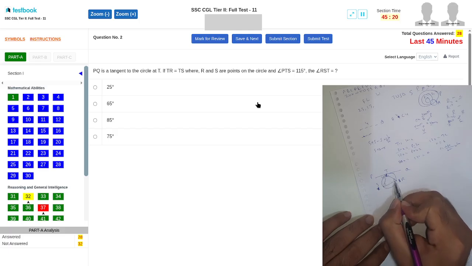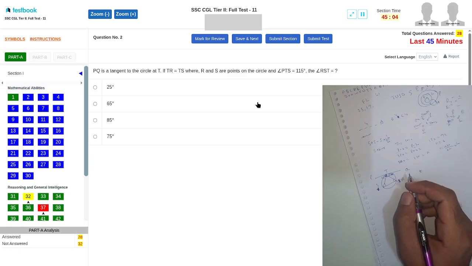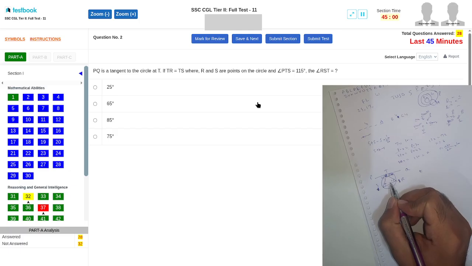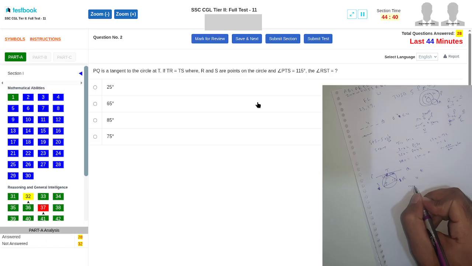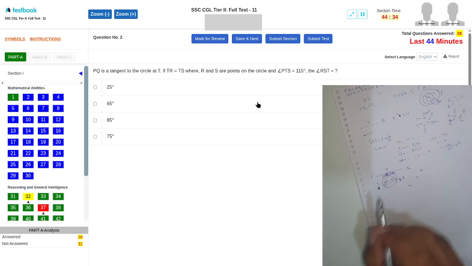ये बराबर तो ये एंगल बराबर होगा। ये 115 है तो ये भी 115 होगा। 115 नहीं हो सकता। थीटा 25, ये 50 है तो 140 और 130 में 65, RST 65.